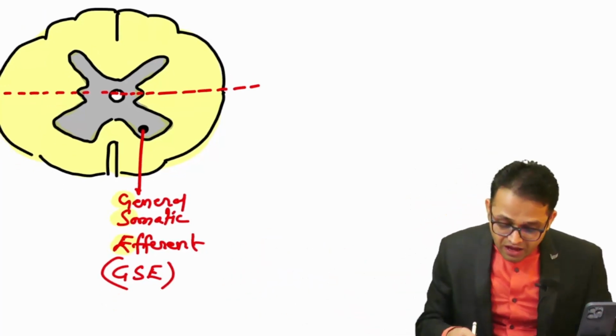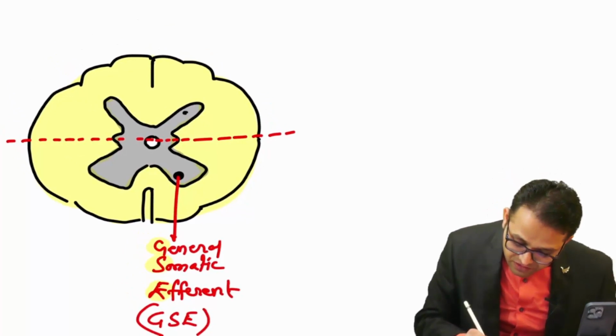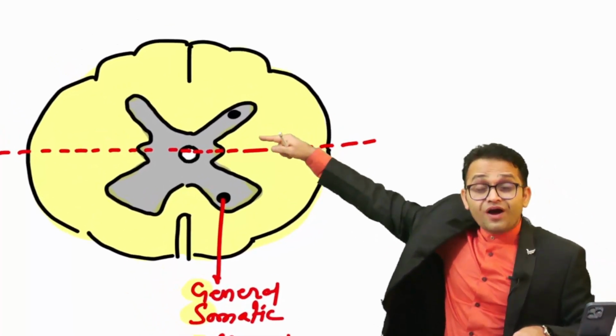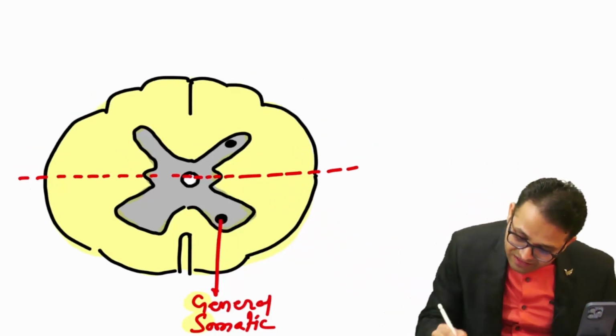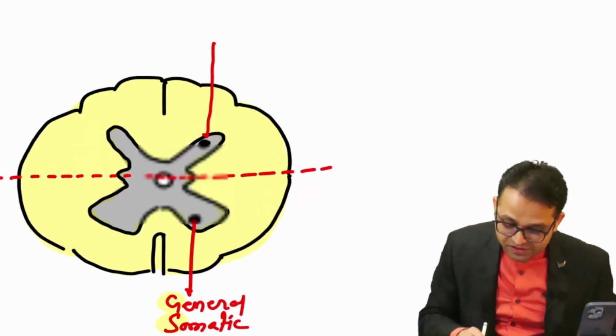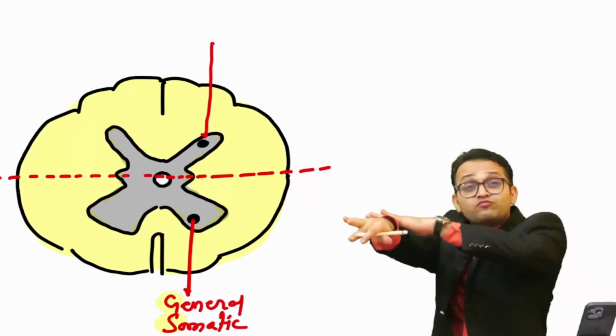Now in a similar way, the nerve which is derived on our dorsal root is sensory, meaning afferent. It is carrying the impulse, bringing the impulse from the structures derived from the somites.